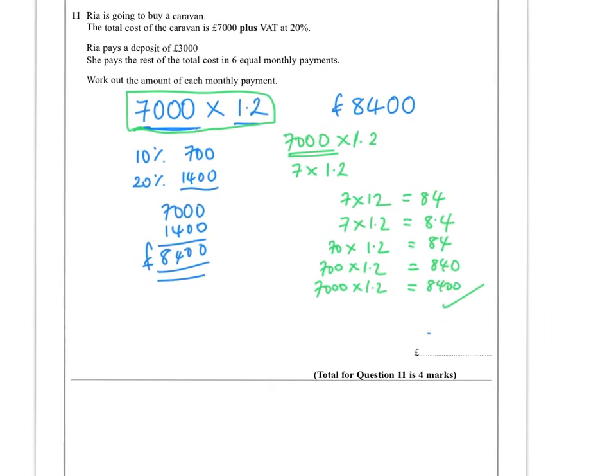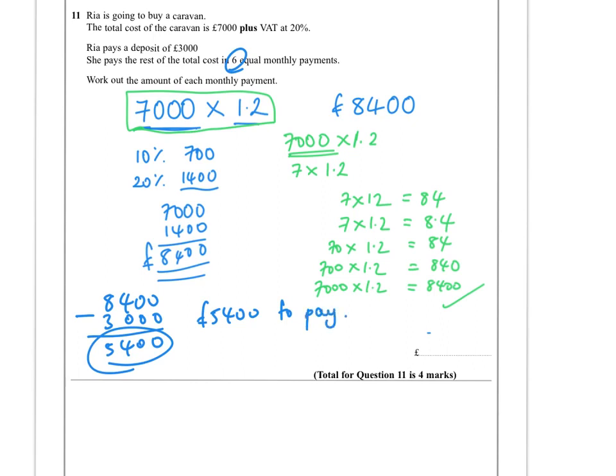And then if £3,000 deposit is paid, then you've got 8,400 with 3,000 deposit paid. That's 5,400 to pay in 6 equal monthly payments. So you've got £5,400 to pay, and then you've got 6 equal parts. So you've got 5,400 divided by 6. If you halve the top, that's 2,700, and halve the bottom, that's 3. And then think, does 3 go into 27? Yes, it does. 9 lots, 900.